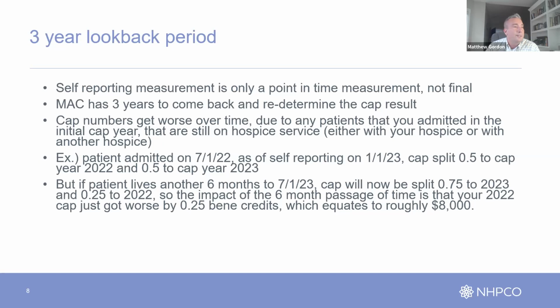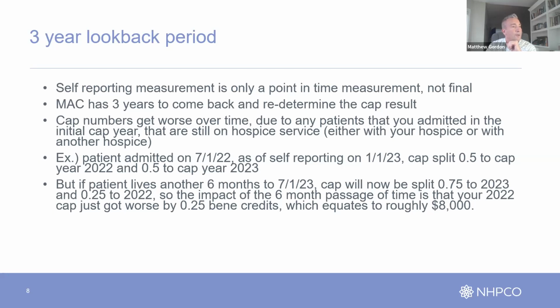Okay. So what is this 3-year look back period? This is probably the most common question I get, people trying to understand what this all means. Why is it there? As I mentioned before, the self-reporting measurement of CAP is only a point in time. It's not a final number, okay? And as I'll explain in a minute, CAP always gets worse over time. So what it was in the self-reporting, if you had a cushion, that cushion is going to decline over the coming months and years. And it may decline to the point where it flips from a cushion to a liability where you actually owe money.